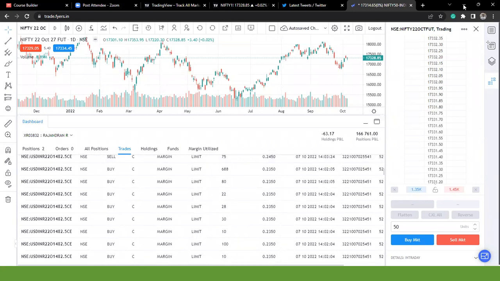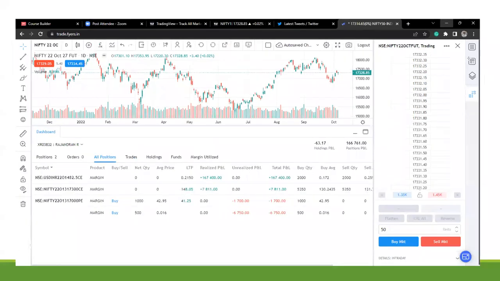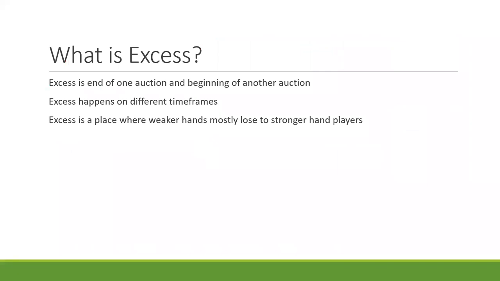So the key learning here is to understand the excess, how the excess happens. Of course, as I said, excess alone is not the key here. Excess is one of the components. And also, as I said, you cannot predict excess on a daily basis. You can predict excess only on certain days. Friday is one such day.